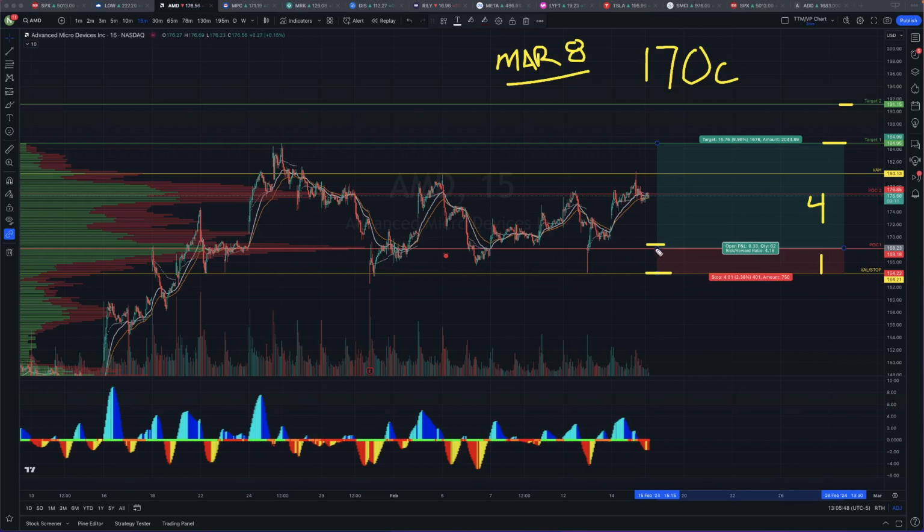If it never comes into this level and goes, I've missed this trade, so be it. But I'm not buying it right here. Does anybody have any questions on that? Anything I can help answer?